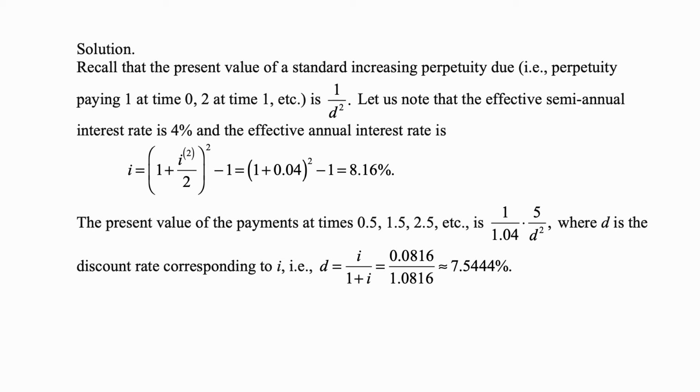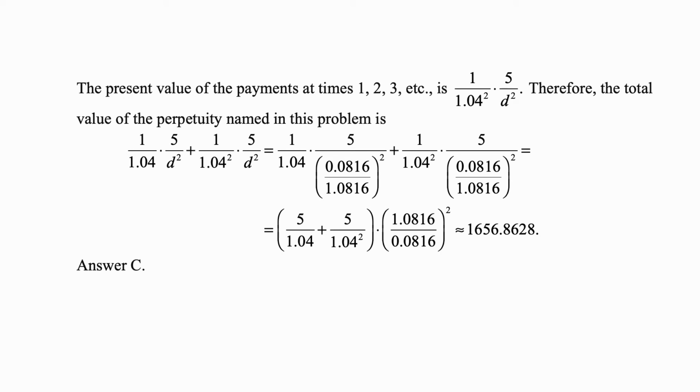Where d is the discount rate corresponding to I, so d is equal to I over 1 plus I, and that's 0.0816 over 1.0816. That's approximately 7.5444%. And the present value of the payments at times 1, 2, 3, and so on is 1 over 1.04 squared times 5 over d squared. The same reasoning, it's a multiple of 5 of a standard perpetuity due, but starting at time 1, not at time 0. So we just need to bring it back by that, reduce it by a factor of 1 over 1.04 squared.